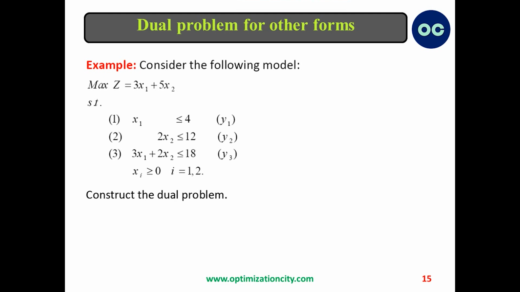Now find the solution in this model by applying the dual model. First, we write the dual model. We have the three constraints, maximization form and less than or equal constraint. We have the three dual variables, y1, y2, and y3.